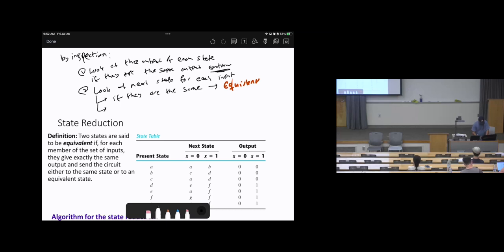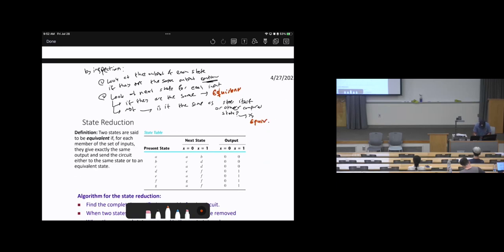Then if they are not, there are still some other things we need to check, which is whether the next states are the same as the states themselves or other compared states. If yes, then they are equivalent. If no, then they are not equivalent.